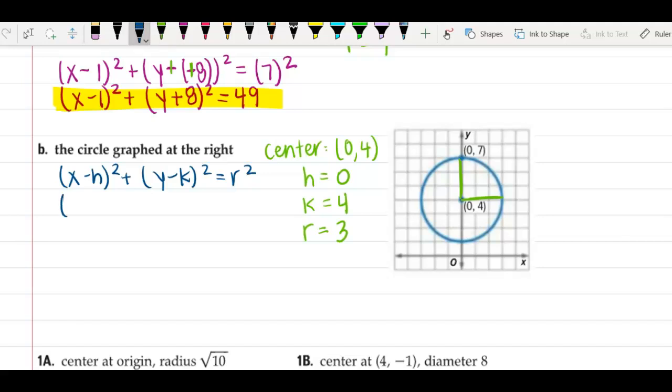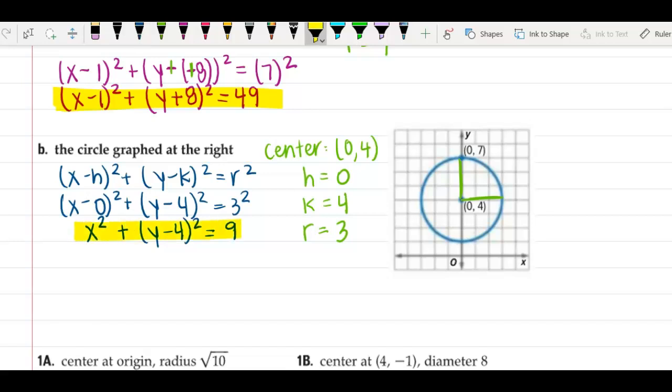So when I go to plug that in, x minus h, which was 0, y minus k, which was 4. The only thing we can do to simplify this equation is x minus 0. Anything minus 0 is just itself. So this would simplify to just x squared. And we can leave the y minus 4 alone. Oh, I forgot to plug in 3. 3 squared, so that would be 9. And that would be our answer.